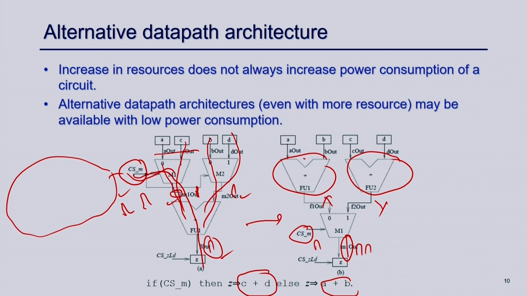So, that means I try to redefine my architecture, I try to restructure my data path, so that I can move my control signal as close to the output as possible, so that the effect of the glitch in the control signal does not go further into the data path, and as a result the total number of glitches in the resultant circuit will be less, and hence the total power consumption will also be less, right.